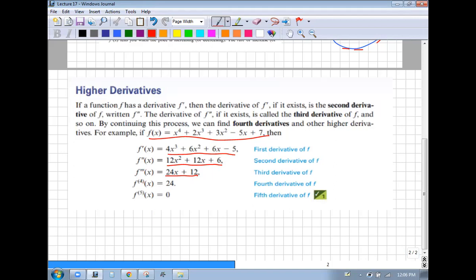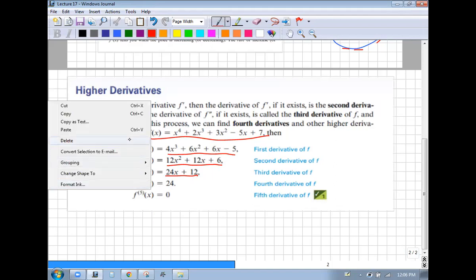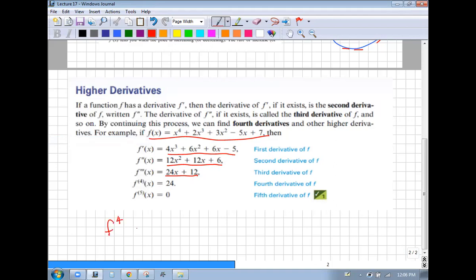So they'll put higher derivatives in parentheses. Yeah, they have 4 in parentheses there, right? So if you just wrote that without parentheses, that would mean f to the 4th power, an exponent. This is not an exponent. They put those parentheses there specifically so you know we're talking about the 4th derivative, which you hardly ever do, okay?